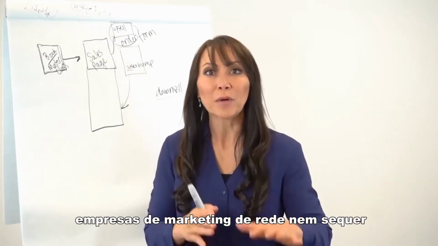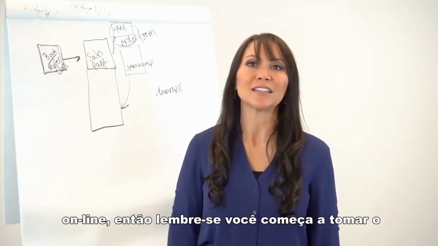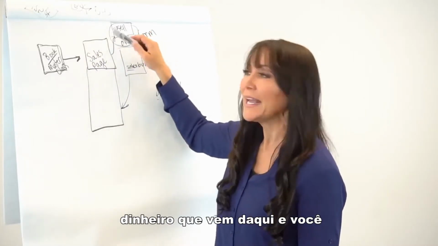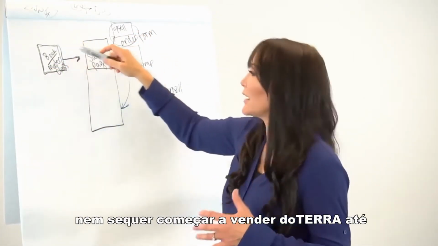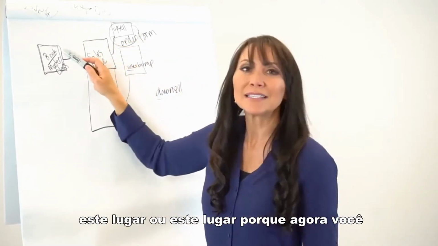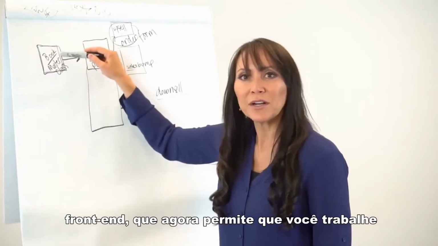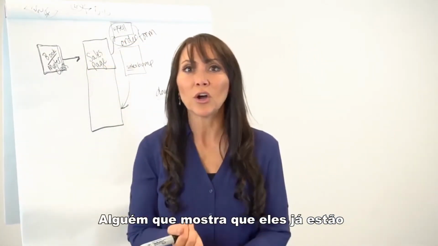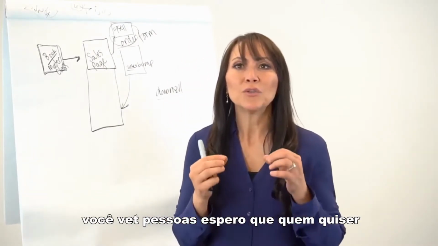Do you know how many network marketing companies don't even allow their distributors to do this online? So remember, you get to take the money that comes in from here, and you aren't even selling doTERRA yet. You don't even start selling doTERRA until this place or this place, because now you can do all the Facebook ads you want. The Facebook ads are leading them to the front end, which now allows you to work with them on the back end, and it's someone who shows they're already interested. So it's huge. This is the way you vet people.